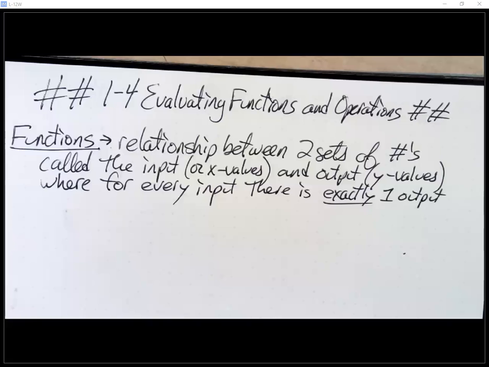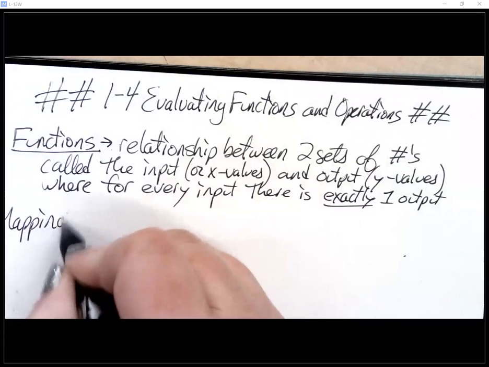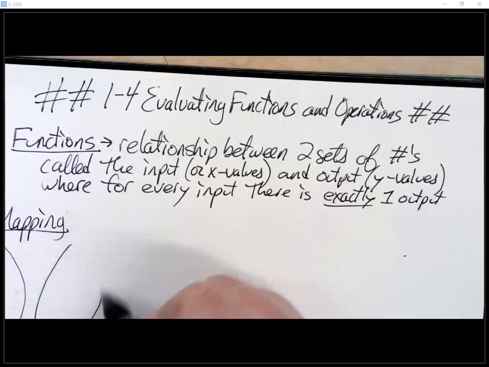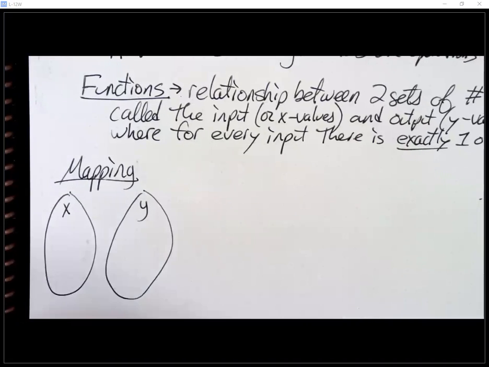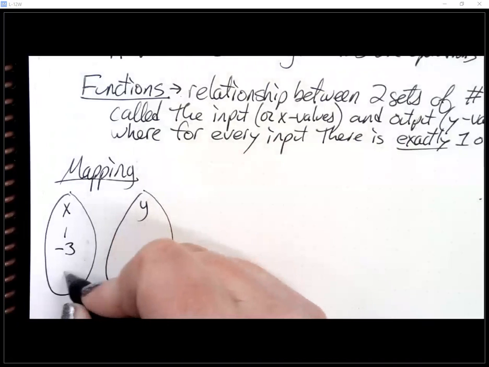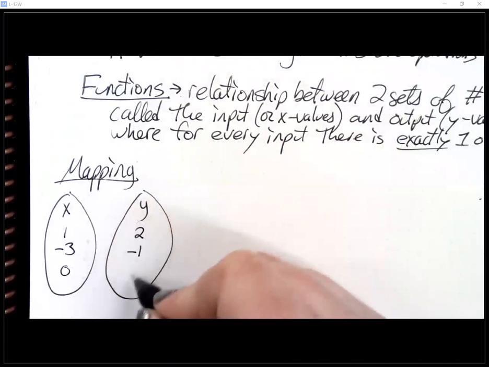Okay, let me show you some different ways we can display these relations, and then we can tell if they're functions or not. So let's start off with one of the easiest ways, something called mapping. So what we can do is I can say, hey, in this bubble, I'm gonna list all my X values. And in this bubble, I'm gonna list all my Y values. So I'm just gonna make them up. It doesn't even matter what they are. Let's say it's 1, -3, and 0. And in the Y's, let's go 2, -1, -5. Who cares?